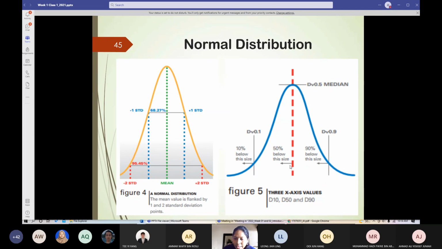We can also use X values. We can use D10, which means 10% below this size, the last 10%. Or we can use D90, meaning 90% of the product lies below that size, so this part is 10% and this is 90% of the product. Or we can also use 50% of the product, which we explain as D50. These are ways we can explain our product size in general.